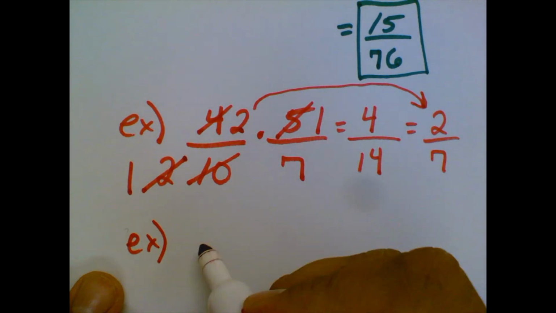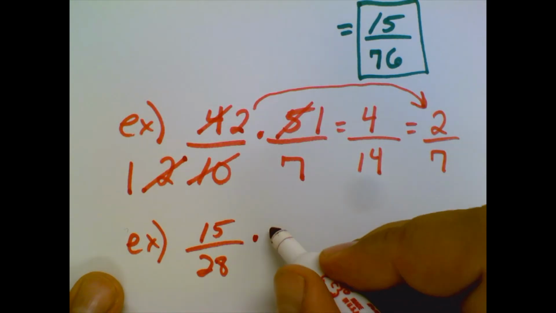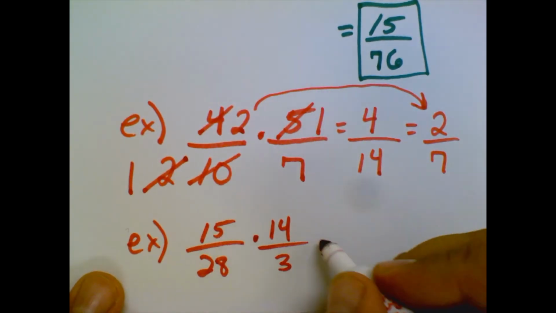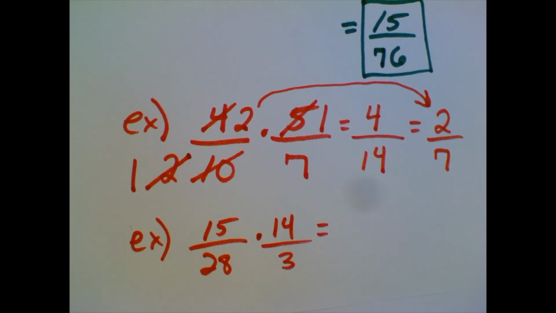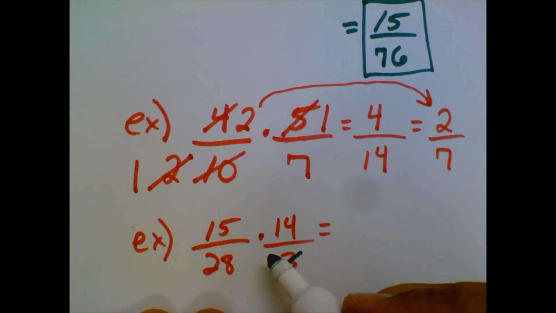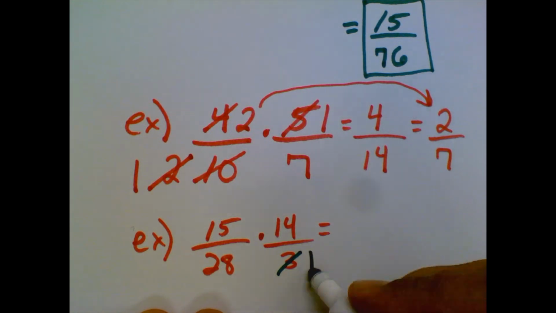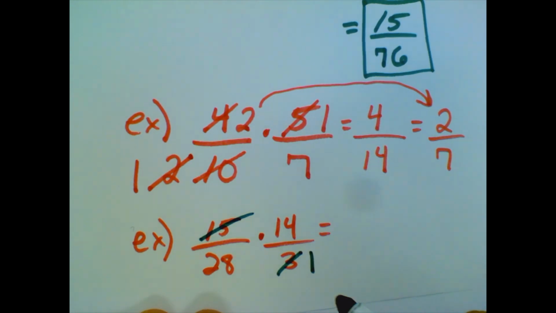Let's try 15 over 28 times 14 over 3. So we're going to take 15 28ths times 14 thirds. Again, let me emphasize you could just multiply across, but then you're going to have to simplify later. We could actually simplify first. 3 and 15 have a common factor of 3. 3 goes into itself 1 time. How many times does 3 go into the 15? If you said 5, you're right.